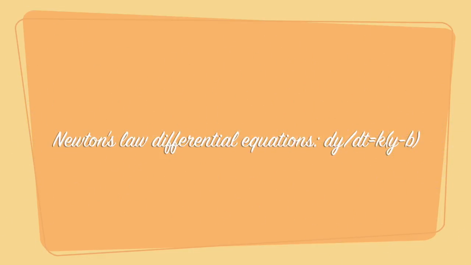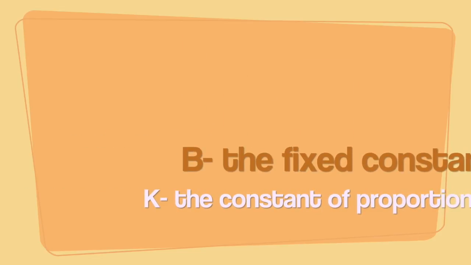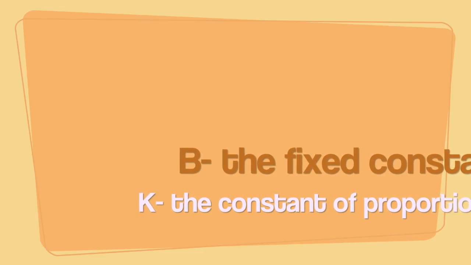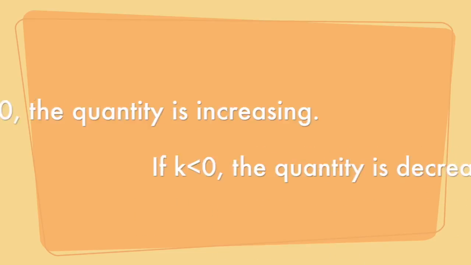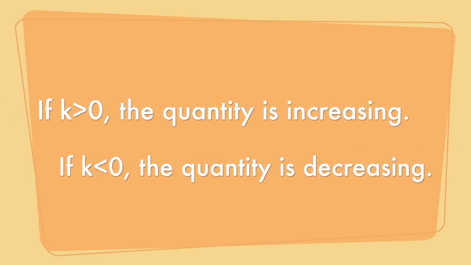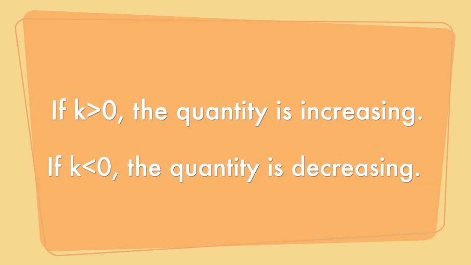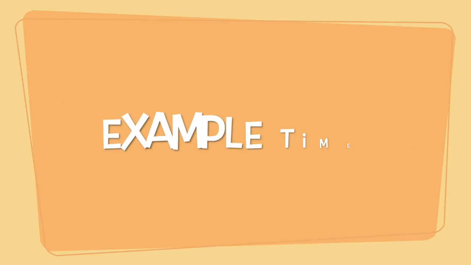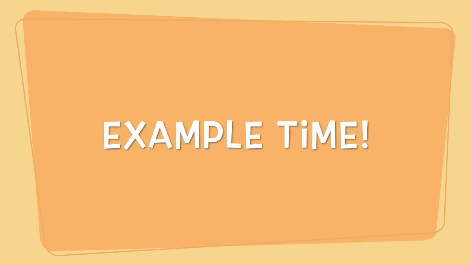Newton's law differential equation is going to take the form dy/dt equals k times (y minus b), where b is the fixed constant while k is the constant of proportionality. Some important things to remember: if k is greater than 0, the quantity is increasing. However, if k is less than 0, the quantity is decreasing. So let's jump into some examples.